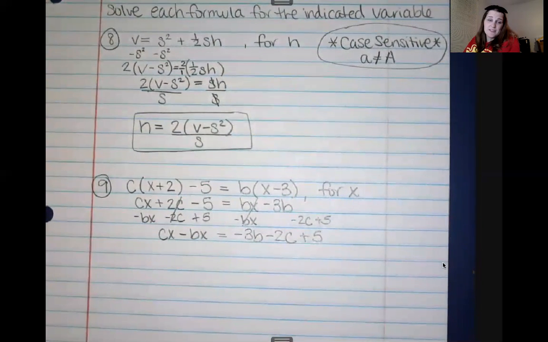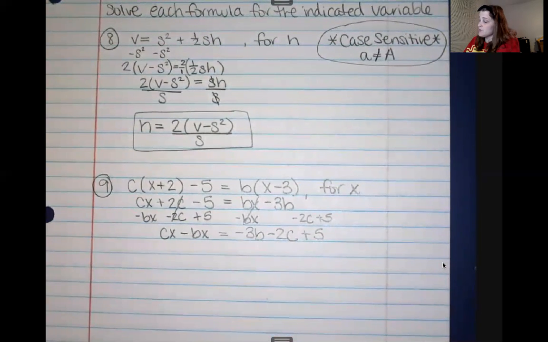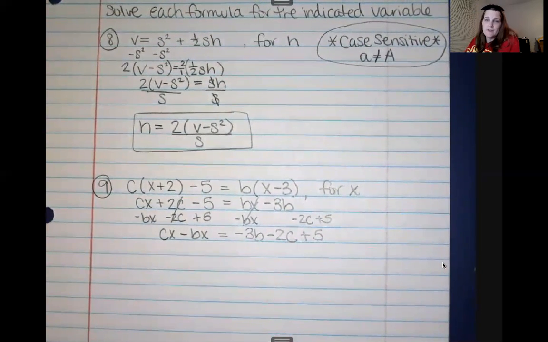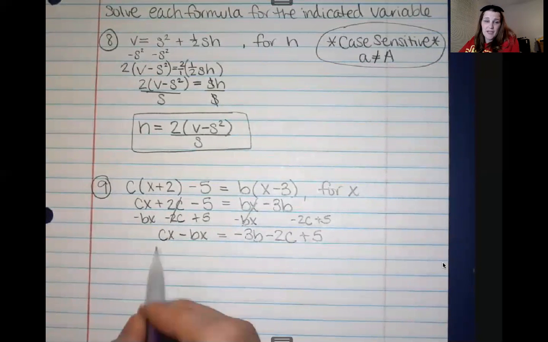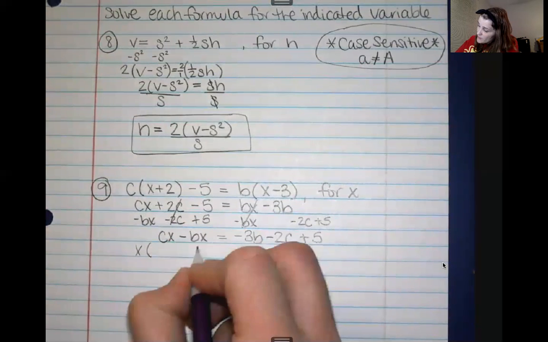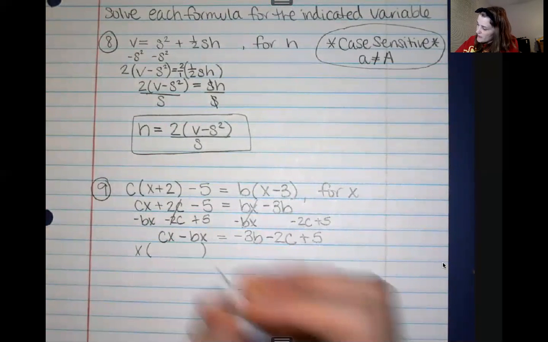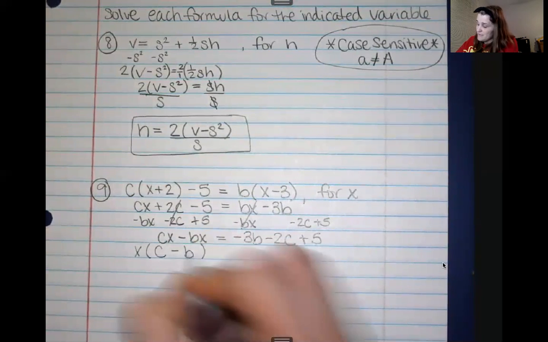And the process is factoring out what you don't want. So if it was a 2, I could factor out a 2. But in this case, I want to factor out x because there's an x in both terms, right? cx and negative bx. I'm going to factor out an x. So what's left over is c minus b.